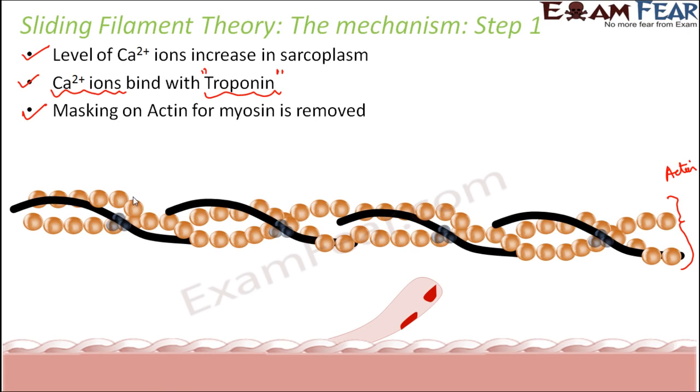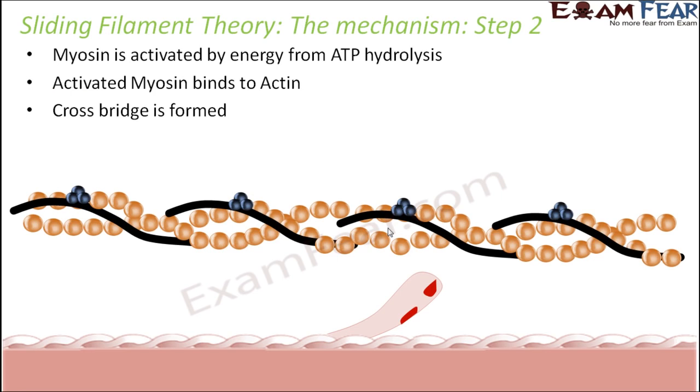Now once the masking is removed, the myosin is free to connect to actin. So this is the first step, where the masking on actin is removed. Now what happens after that? In step 2, the myosin is activated by energy from ATP hydrolysis. Myosin needs to be activated in order to combine with actin. Who activates myosin? Myosin is activated by energy, and the energy is provided by ATP.